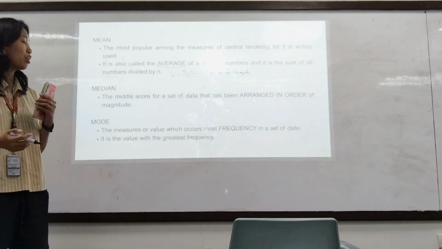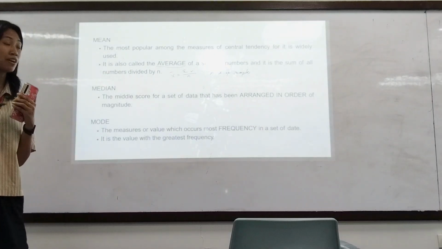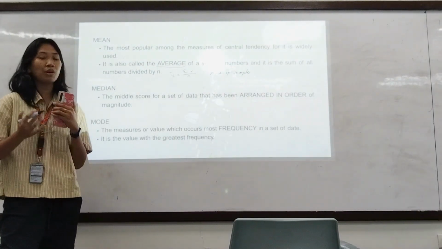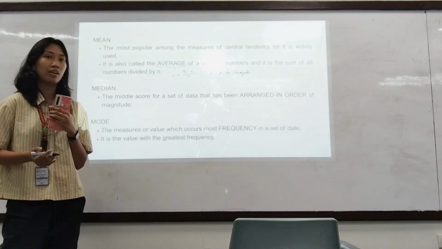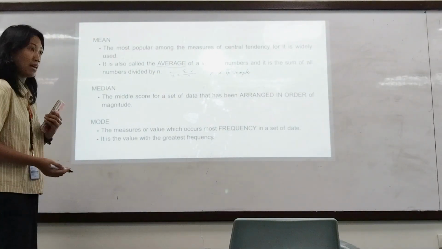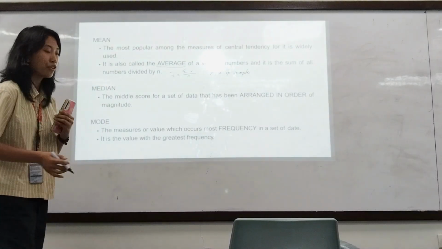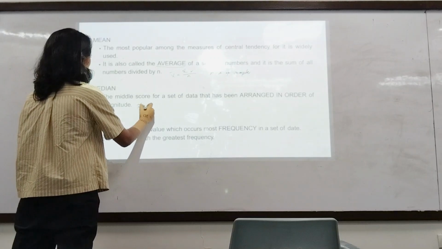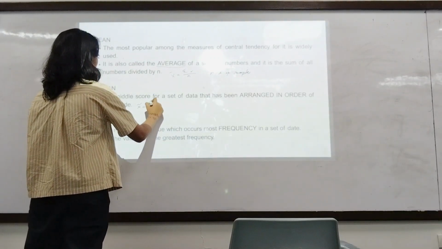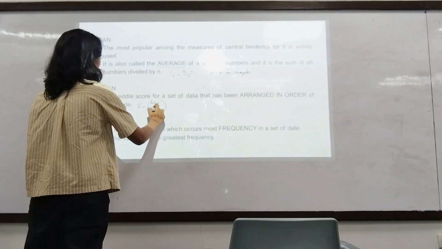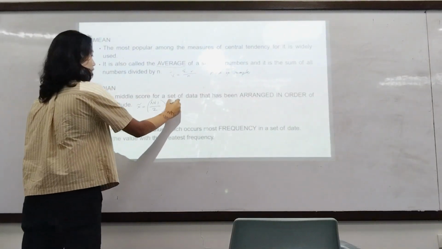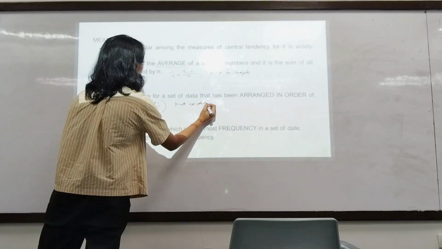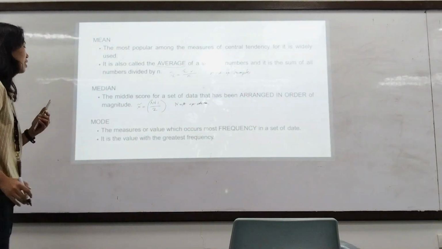Now, the median. Median is the middle score for a set of data that has been arranged in order of magnitude. What does it mean? The median is where you arrange the data in ascending or descending order, depending. So what is the formula for this one? Median is equal to n plus 1 over 2. The n is the number of data.